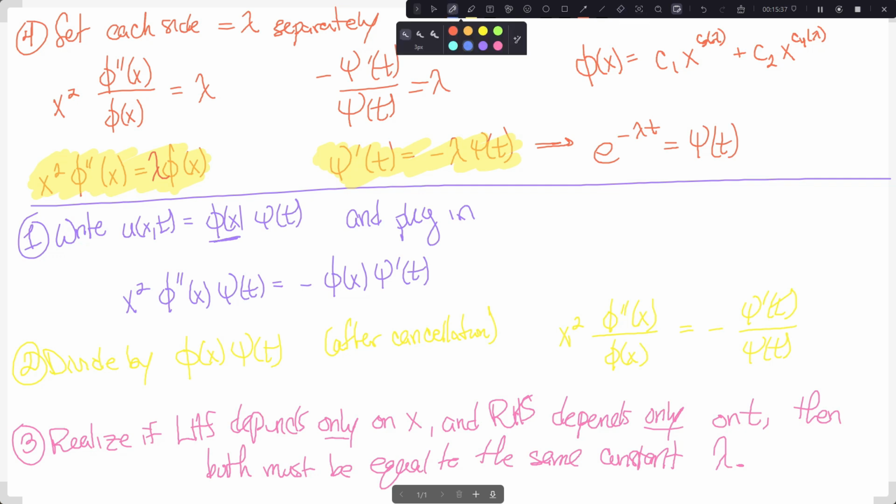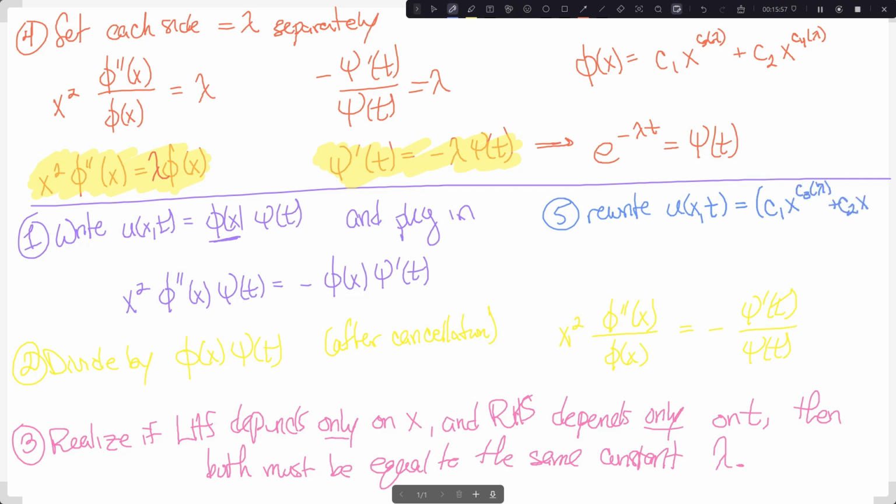After we have that, we'll call it step 5: rewrite u of x and t, because it's just a product of the previous two. So we're just going to rewrite it as C1 x to the C3 of lambda plus C2 x to the C4 of lambda, multiplied by e to the minus lambda t.